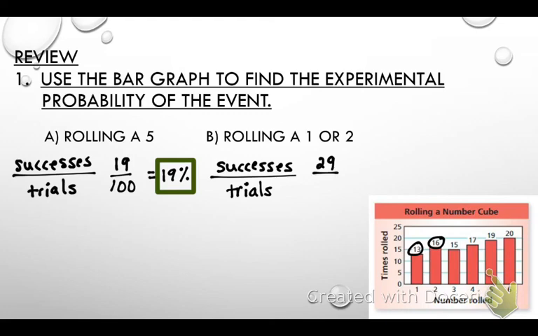29 out of, Reagan, how many total times did we say that they did this? They got a 1 or a 2 29 times, but how many total trials? Out of 100. Guys, 29 out of 100, what percent is that? 29%.